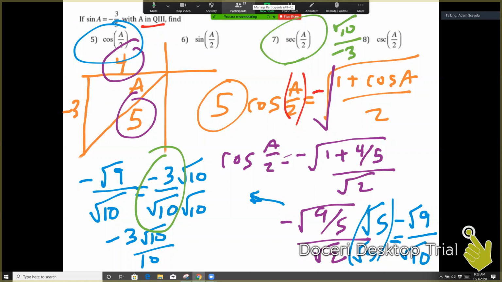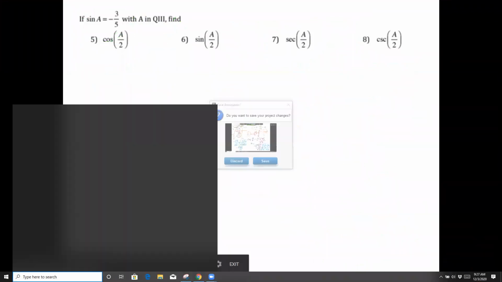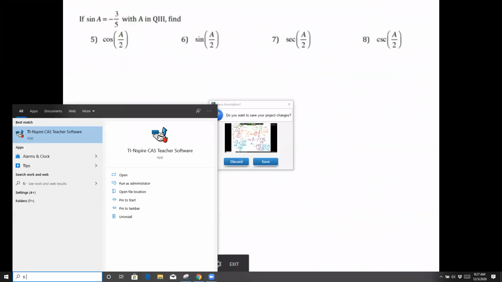All right, and then if you wanted to check this with a calculator, you could figure out what A is by doing the sine inverse. And then whatever angle you get, just make sure that it's in quadrant 3. So find the reference angle by doing the sine inverse of 3 over 5, and then find it in quadrant 3, and then just plug it in, and you should get that same answer. So I'll show you how to check with the calculator real quick, and that's the last thing that I'll hold you here for.